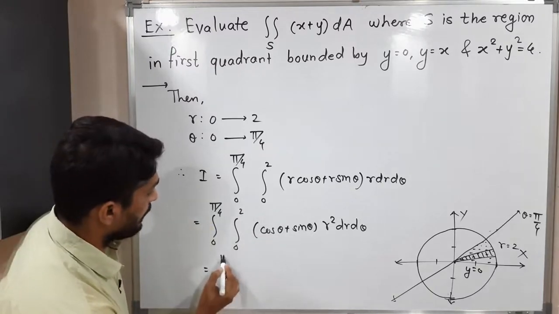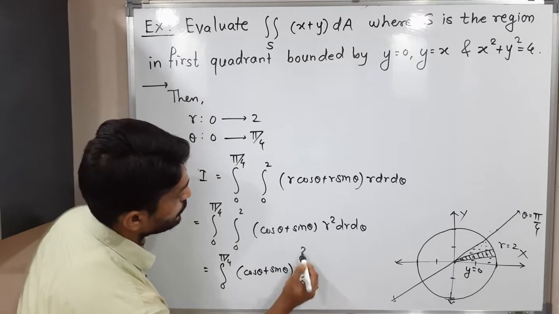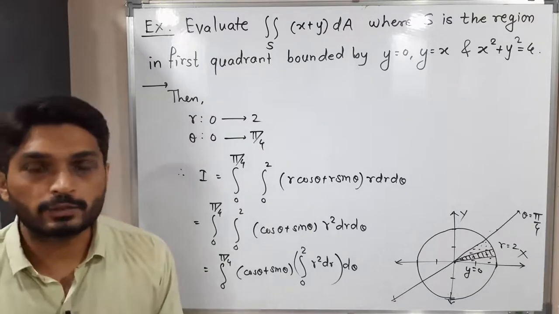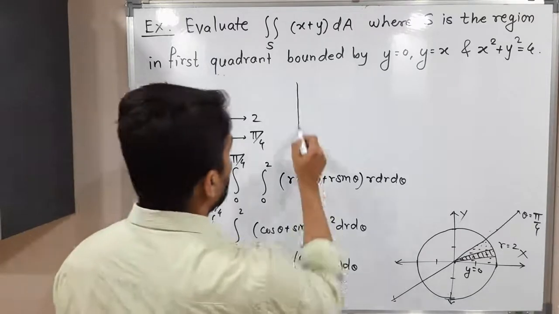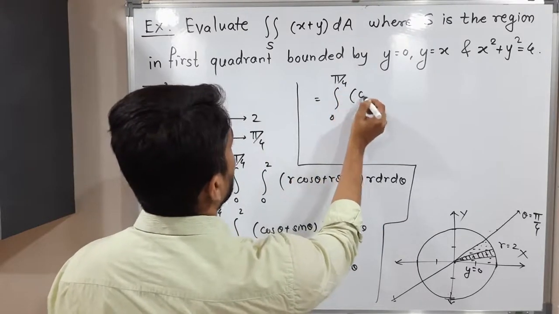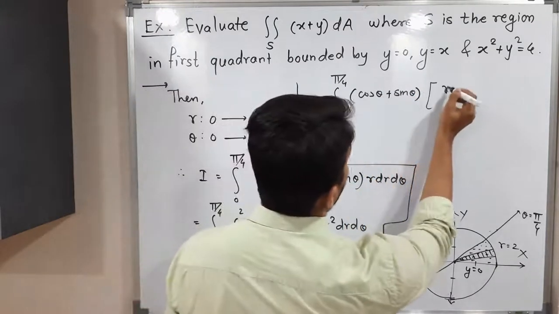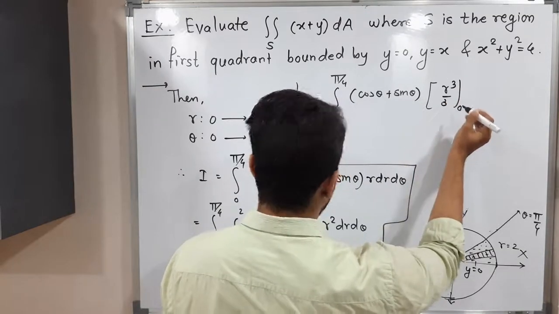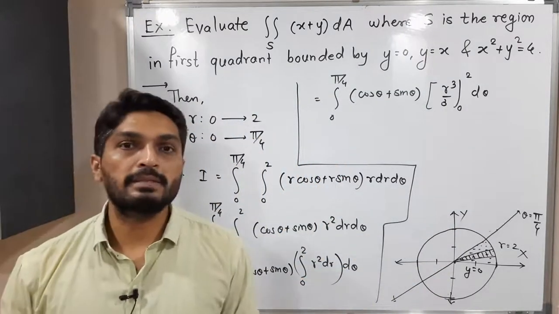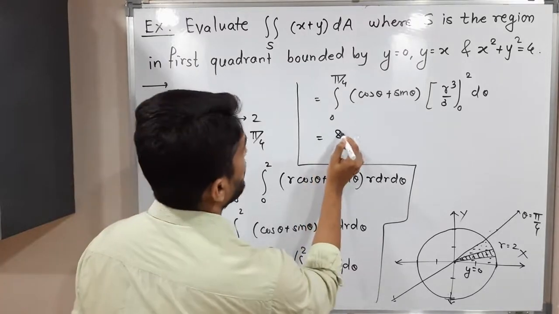So integration 0 to pi by 4. Let me write it outside: cos theta plus sin theta, right? Integration 0 to 2 r square dr d theta. What is the integration of r square? Very simple, r cube by 3. Let me write it here. So this is equal to integration 0 to pi by 4 of cos theta plus sin theta, and integration r cube by 3 with limits 0 to 2, d theta. If you put the upper limit, we will have 2 cube by 3, that means 8 by 3. And if you put the lower limit 0, we will have 0. So 8 by 3 is a constant, I am taking it outside.